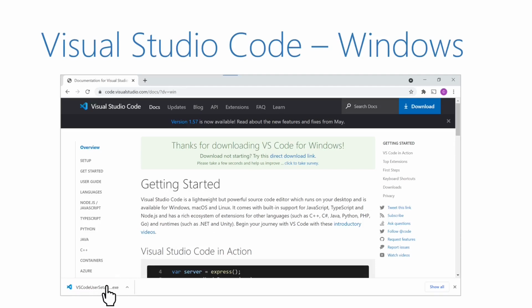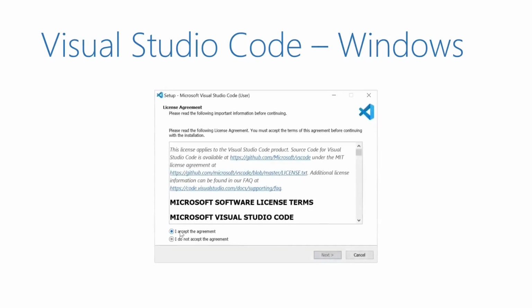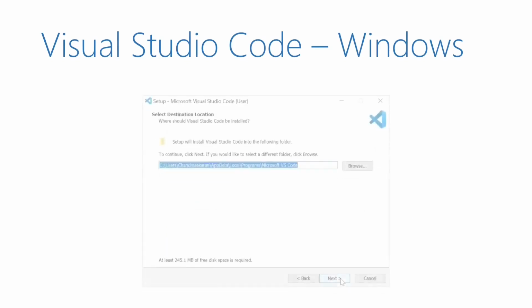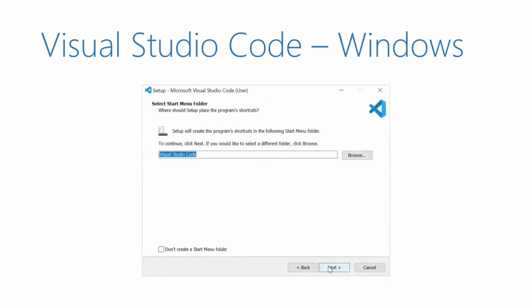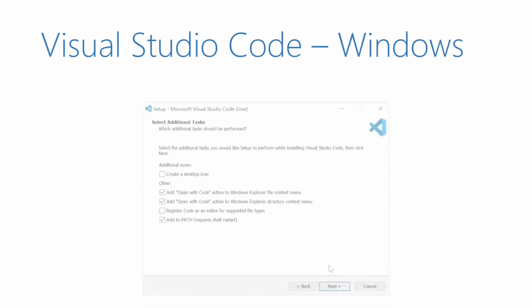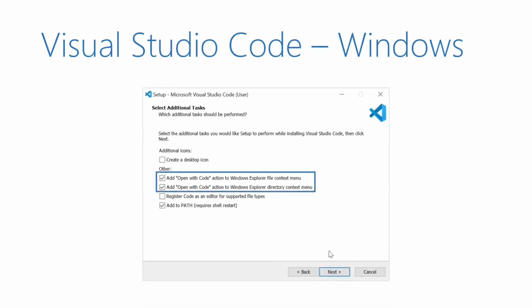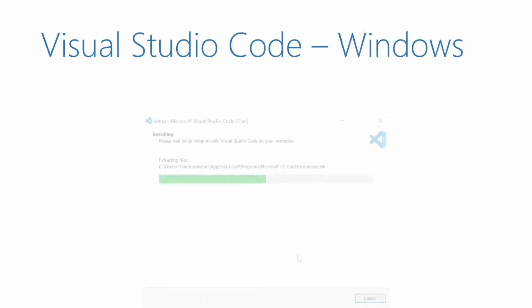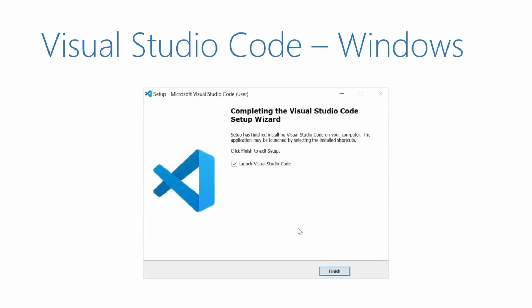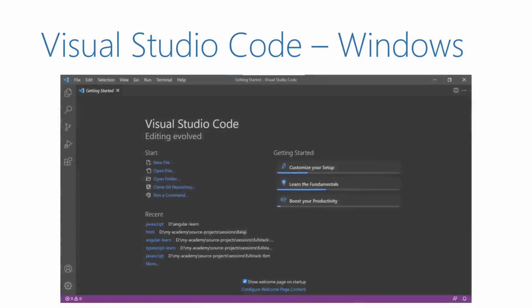This will display the license agreement. Accept the license agreement and click Next. Then select installation folder. Then leave the application name as it is. Then check these two options. It helps to directly open files from the Windows File Explorer. Then confirm installation. Once the installation progresses and completes, clicking Finish will launch Visual Studio Code.